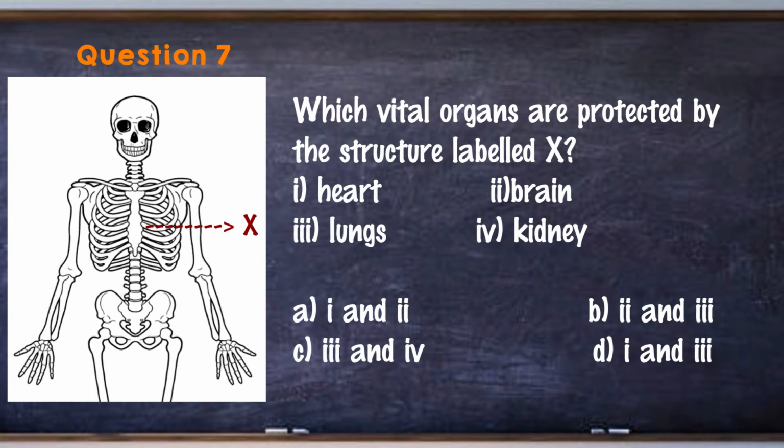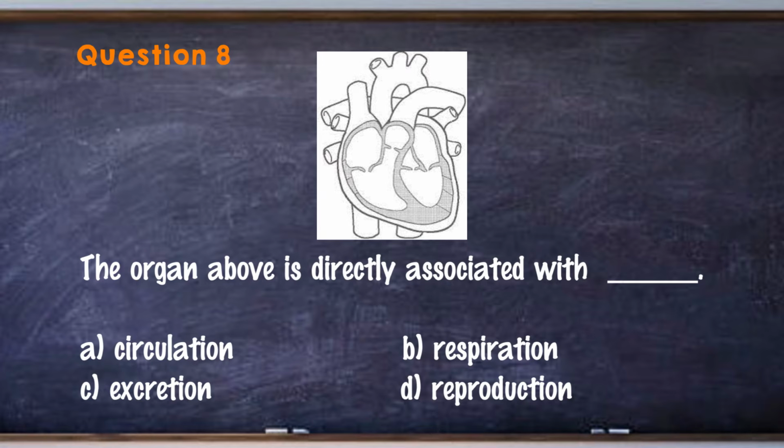Let's look at our answers. The first one, A, is heart and brain. That's not right. B, brain and lungs. No, that's not right either. C, lungs and kidney. Not right. D, heart and lungs. Ding, ding, ding. That's the correct answer. The correct answer is heart and lungs. Good. Now let's move on to question 8.